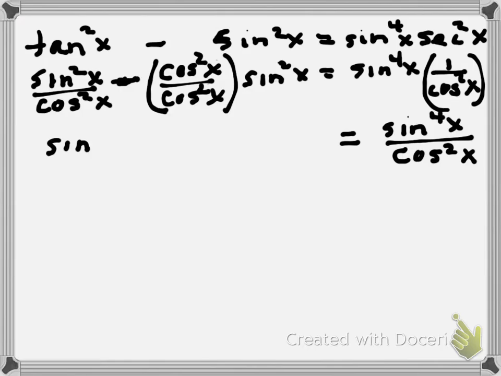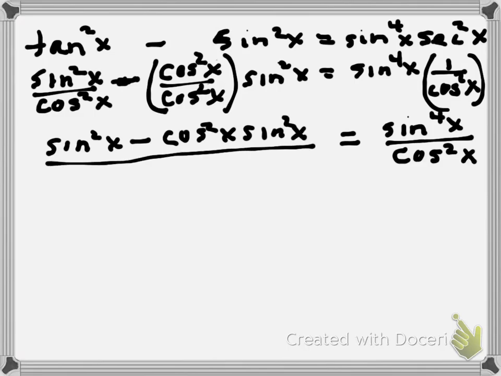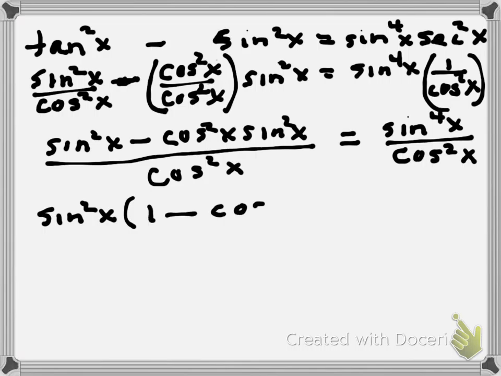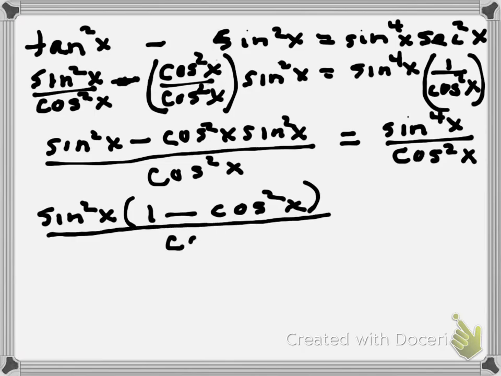Now I have sine squared x minus cosine squared x sine squared x over cosine squared x. I'm going to factor out sine squared x. That gives me 1 minus cosine squared x over cosine squared x.